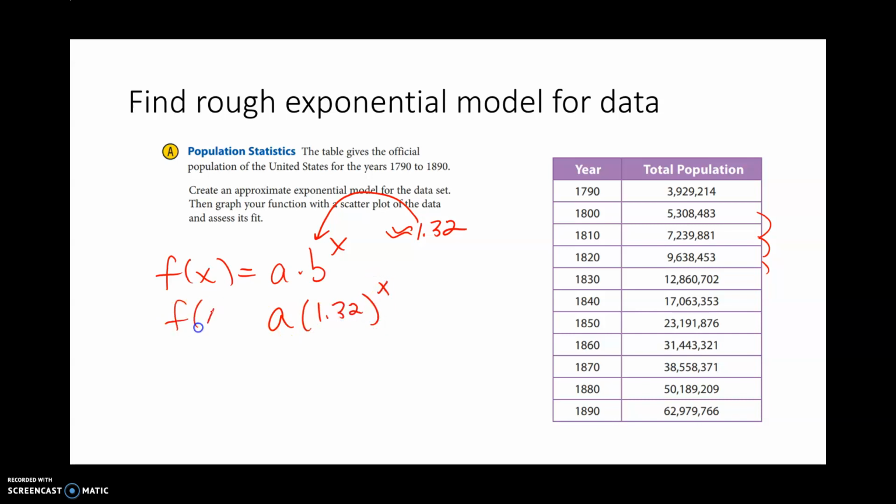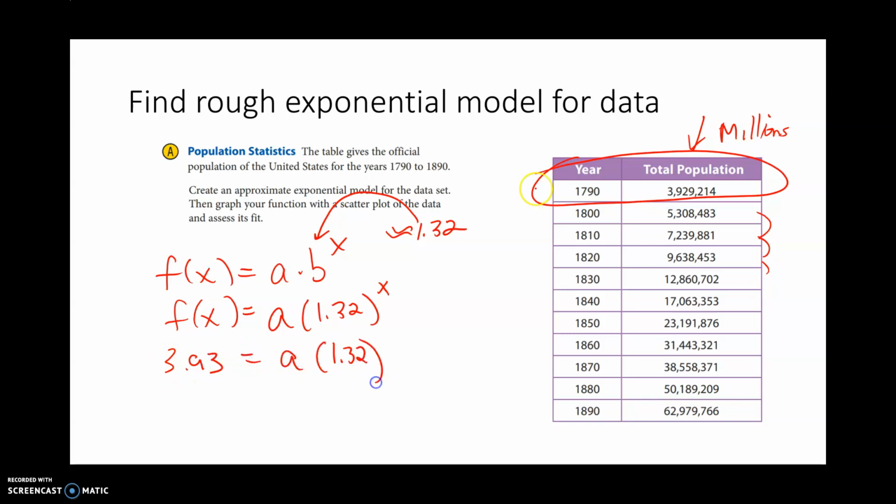Now, how do we figure out a? Well, we can use this first point here, can't we? And if we look at population in millions, because we don't want to have to drag all this around, we can say f of x in millions, right? 3.93 equals a times 1.32, and this is going to be t equals 0.